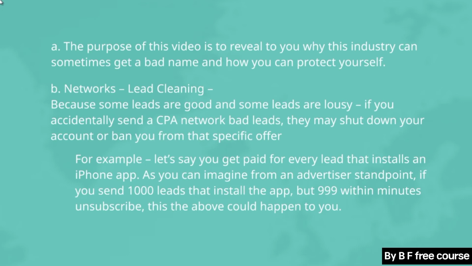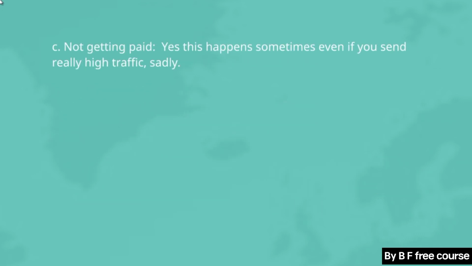Now, going beyond that, some affiliate networks can further scrub those lists, either for legitimate reasons or illegitimate reasons. Sometimes they may have an advertiser who just decides to up and cancel. So in that case, the affiliate network is going to lose money, and sometimes they'll shut down your account for those reasons. So not getting paid is a big thing. Yes, this happens sometimes, even if you were to send really high quality traffic, sadly.